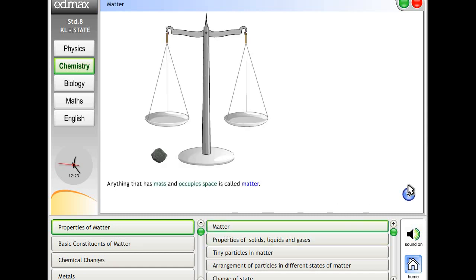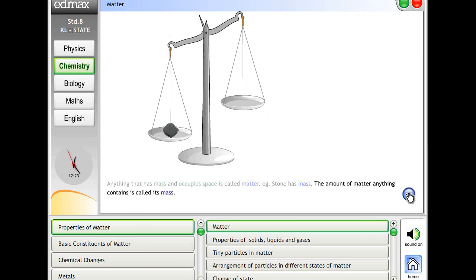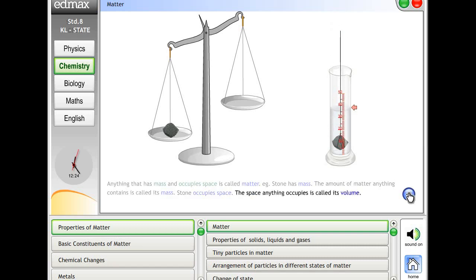Matter. Anything that has mass and occupies space is called matter. Example: stone has mass, the amount of matter anything contains. Stone occupies space, the space anything occupies, so stone is an example of matter.